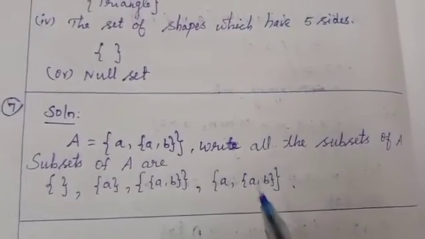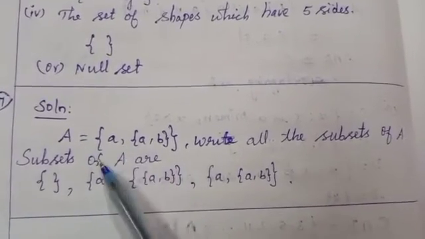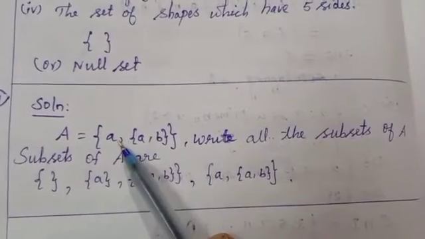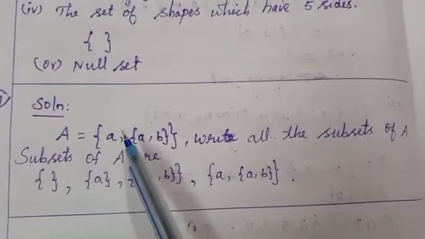We have to write the subsets. For subsets, how do you take them? For A is equal to, the given set, first you have to write the empty set. Then each element you have to write individually. So that is the empty set, then set A.